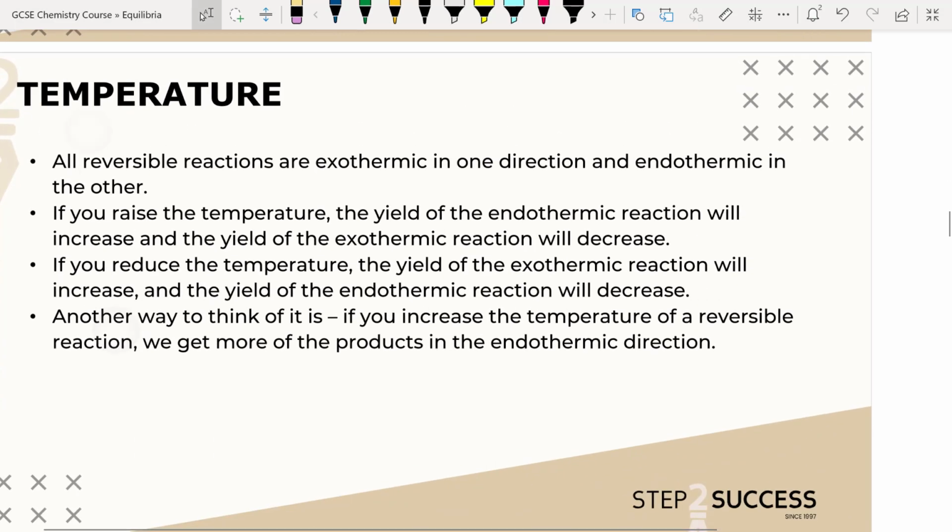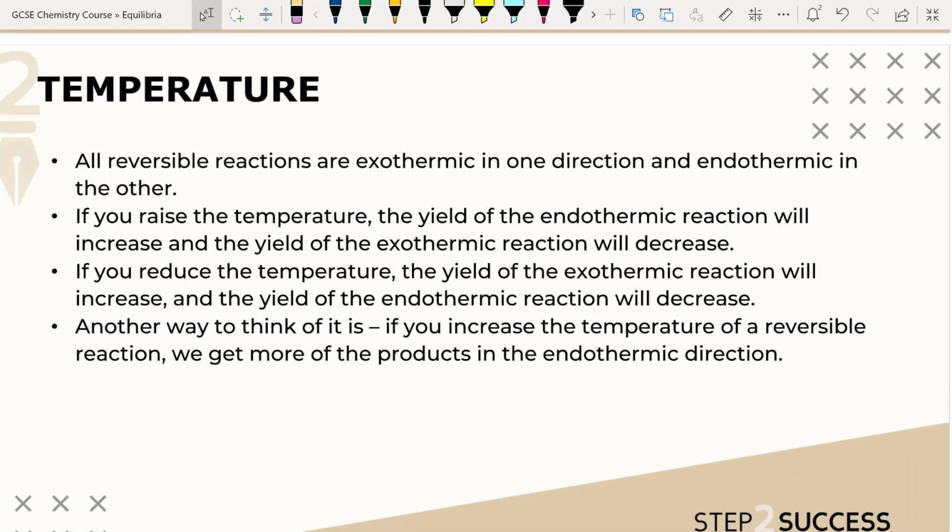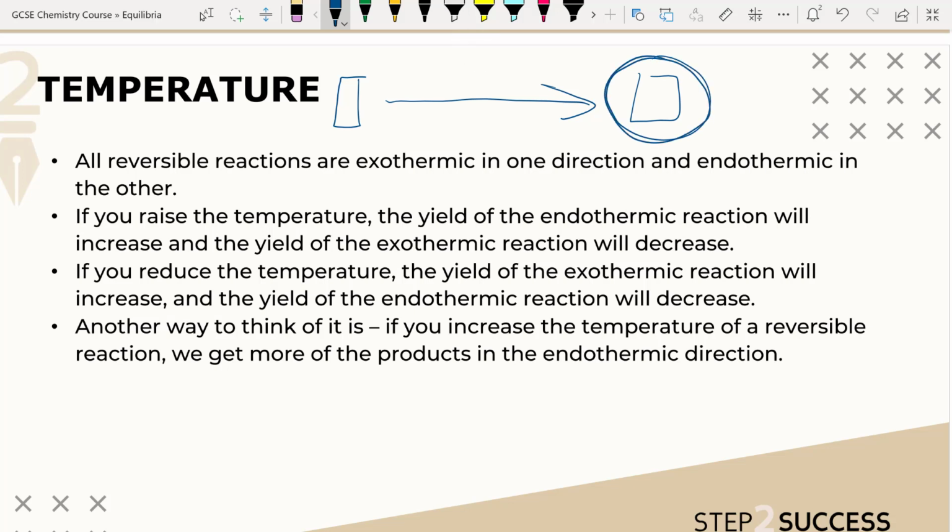So let's start with temperature. All reversible reactions, as we said, are exothermic in one direction and endothermic in the other. If you raise the temperature, the yield of the endothermic reaction will increase. So if we've got a reversible reaction where it's endothermic in the forward direction, then if we heat it, we will increase the yield of this side, in other words, the endothermic direction side. If you reduce the temperature, it will favour the other side, the exothermic side.